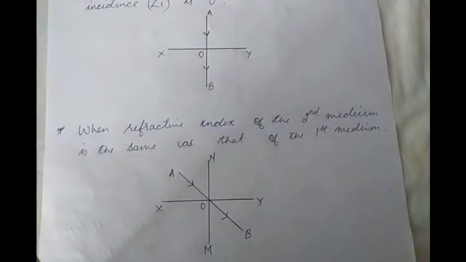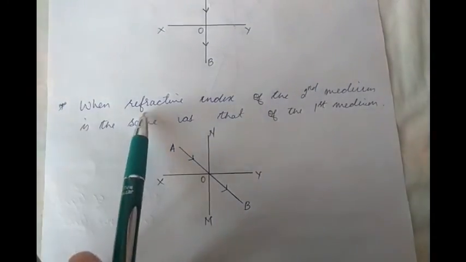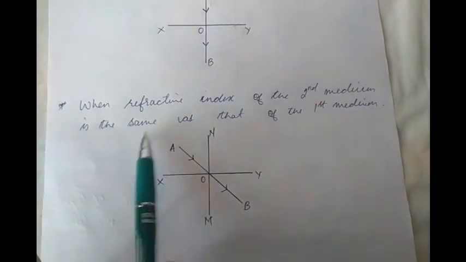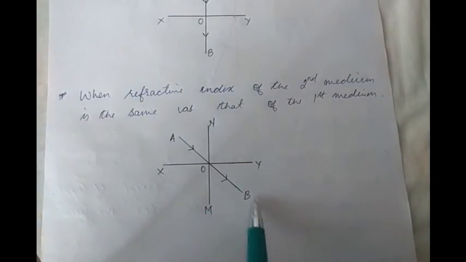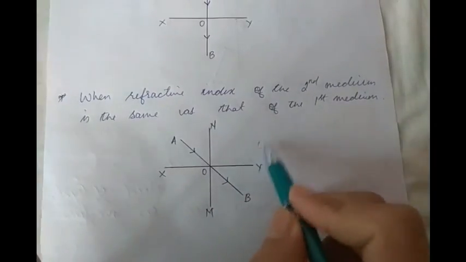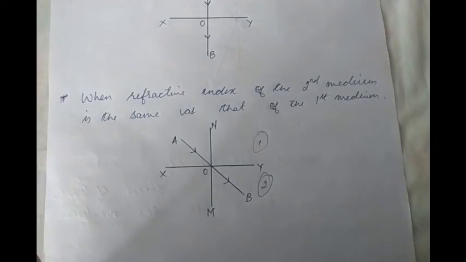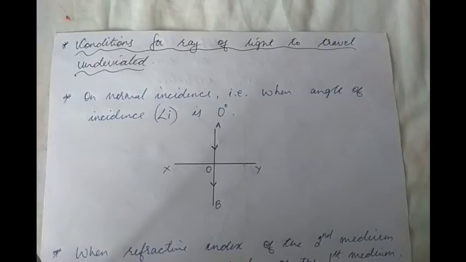And condition number 2, if we have two different transparent media having the same value of refractive index. So when the refractive index of the second medium is the same as that of the first medium, then also the ray of light travels undeviated. Because both of these two media, medium number 1 and medium number 2, offer the same resistance to the movement of light. So therefore there is no question of light bending. So these are the two conditions for a ray of light to travel undeviated.